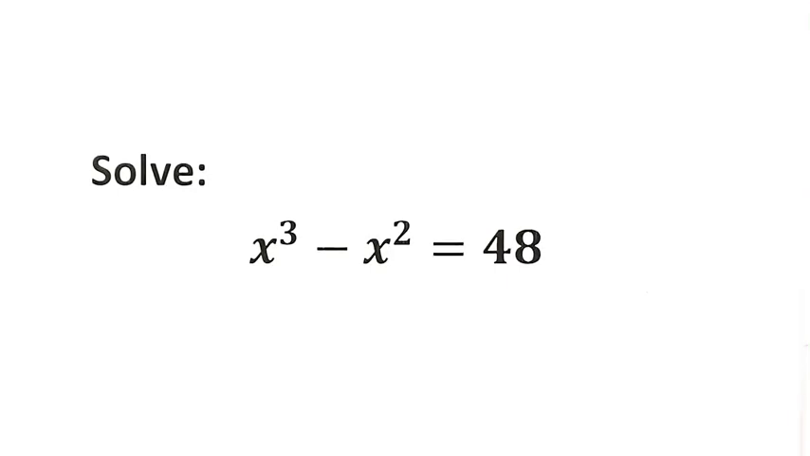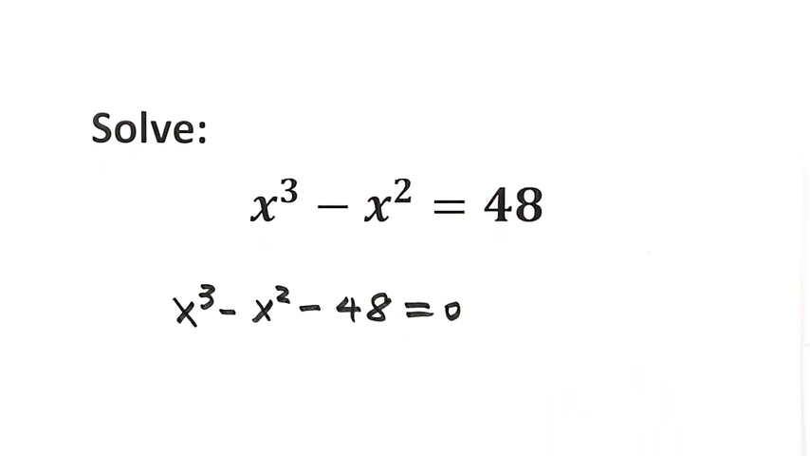In this video, we'll be solving this cubic equation. First, let's move 48 to the left-hand side. That's x to the third minus x squared minus 48 equals 0. We're going to solve this equation by factoring.